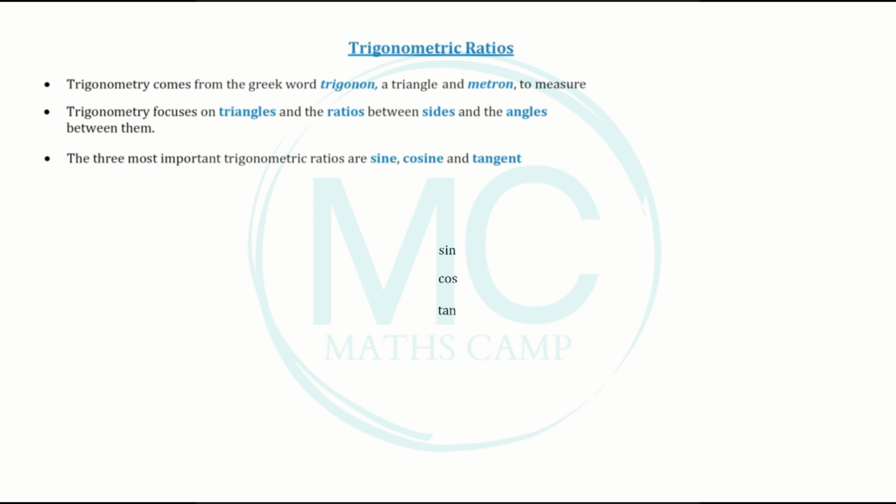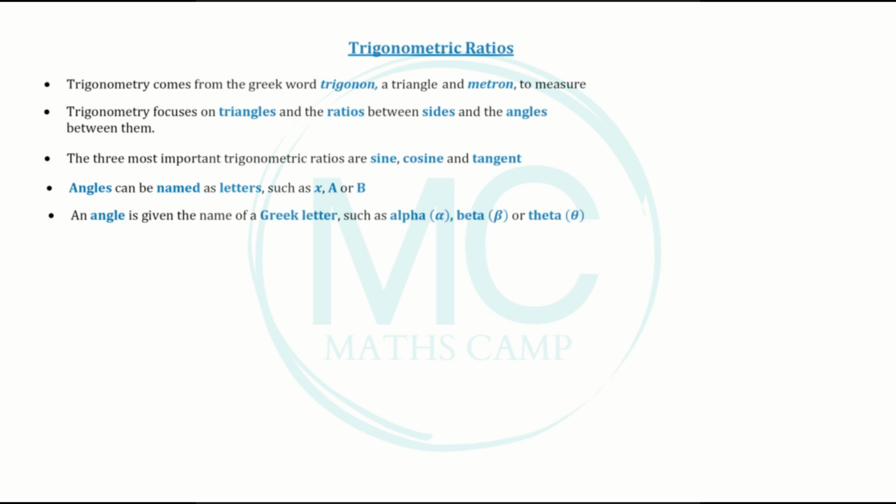Now, angles can be named as letters, such as X, A, or B, but in most cases, an angle will be given the name of a Greek letter, such as alpha, beta, or theta. When working with these ratios, we write down the ratio followed by the angle. So as an example, we could say sine alpha, cos beta, or tan theta. Sine, cos, and tan are the names of the ratios, and the Greek letter is the angle.